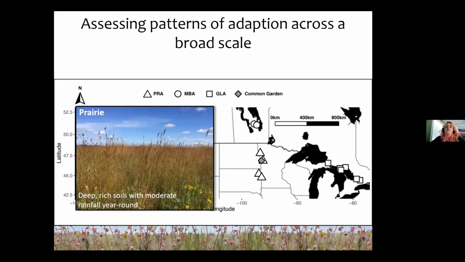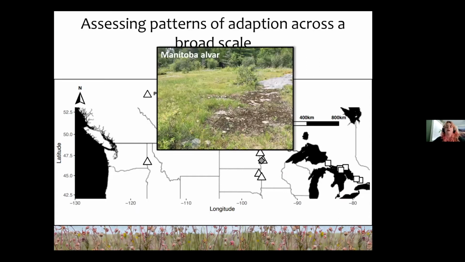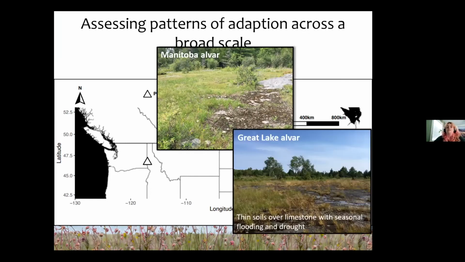So the first one, we of course see prairie smoke thriving in the prairie. And the prairie is characterized by deep, rich soils, and they receive moderate rainfall year round. But we also see prairie smoke growing in Manitoba alvars, as well as Great Lake alvars. And so alvar soils are a stark comparison to the deep, rich soils in the prairie because they have a very thin layer of soil over limestone. And so due to the lack of soil in these regions, alvars are subjected to shifting extremes in water availability, where every single spring the landscape is flooded, and every single summer the landscape is completely desiccated.